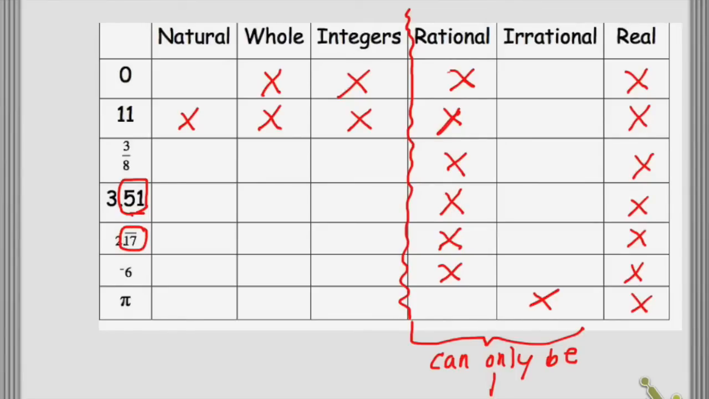-6, not a natural number. You can't count in negatives there. Whole number, no, because of the negative. No negatives in the whole numbers, but it is an integer. And then because pi is irrational, it does not fit into those other categories as well. So take a look at those and where they belong, compare that to the Venn diagram on your own, and again, bring any questions you have to class.